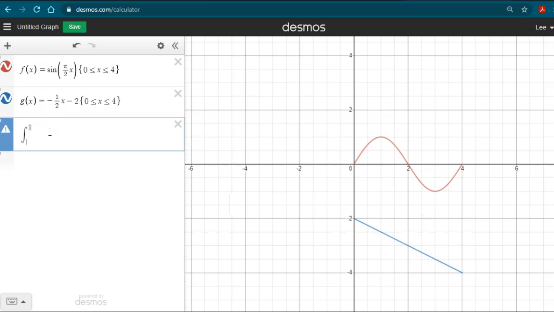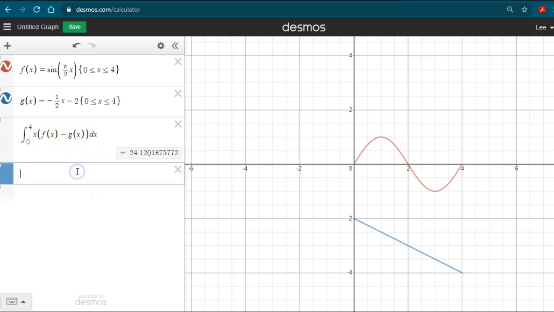So integral 0 to 4 of, let's do the area, actually we'll do it in the same order. So we had x times, and we can actually just do f minus g. You have to put the of x's on here. So x g of x, and that'll calculate that out. Since it's a bounded integral, it's just using the numerical approximations on that.